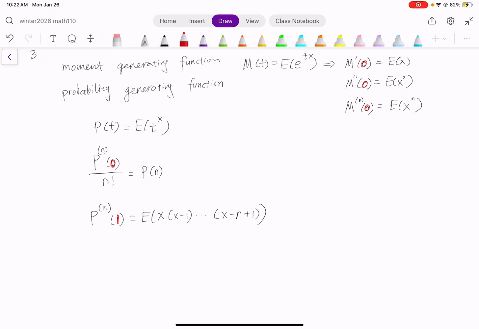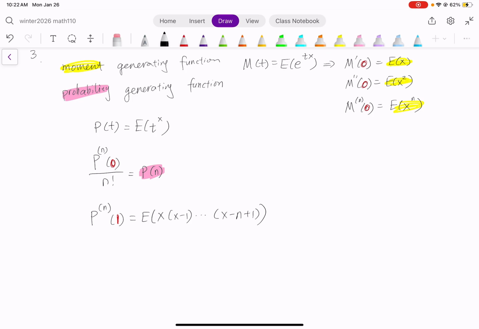The similarity between the moment generating function and the probability generating function is that the moment generating function helps you to generate moments. These are all considered moments. And the probability generating function helps you to generate probabilities. These are probabilities.